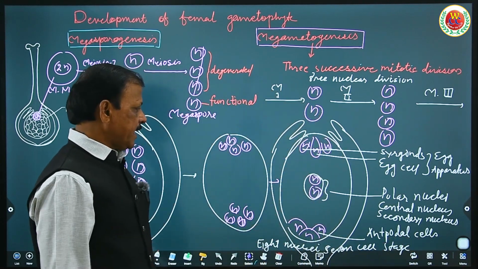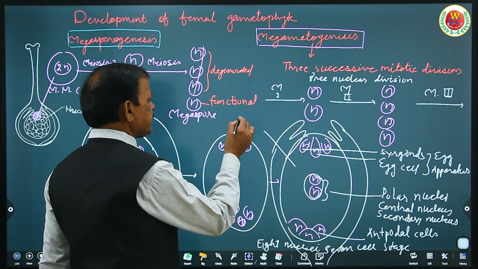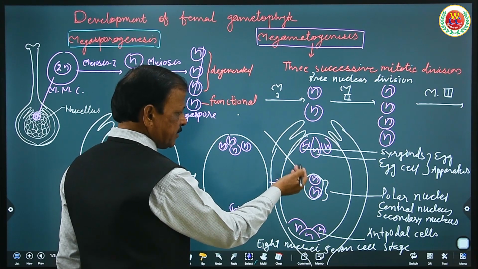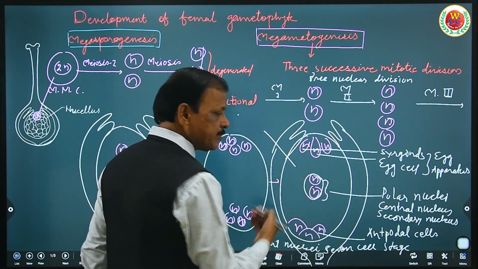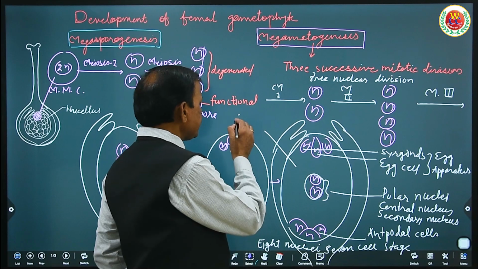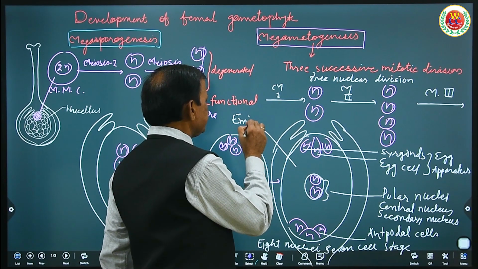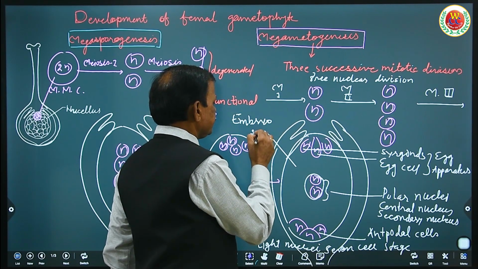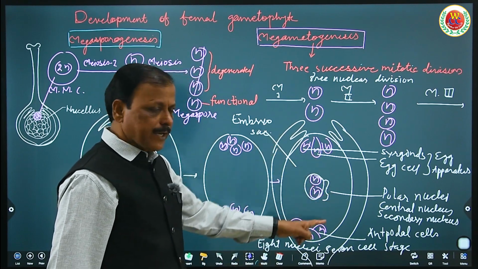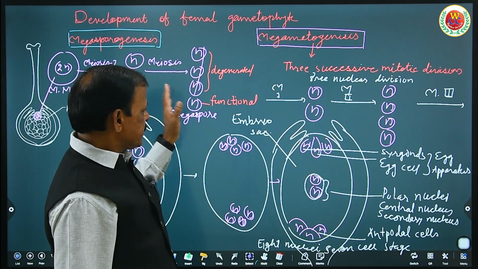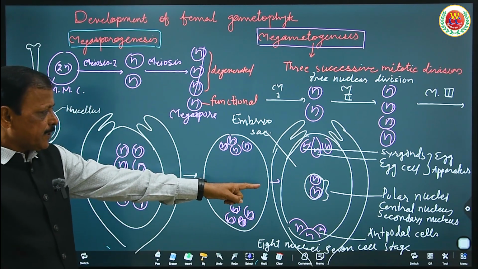Please remember, this is known as the embryo sac, because the embryo is developed over there. So this is an embryo sac, where after fertilization the embryo will develop. See the process of development of this female gametophyte.